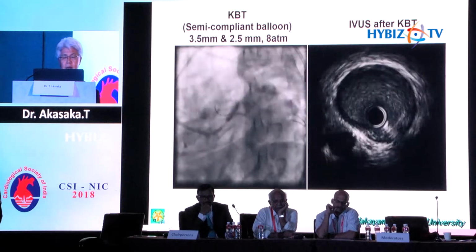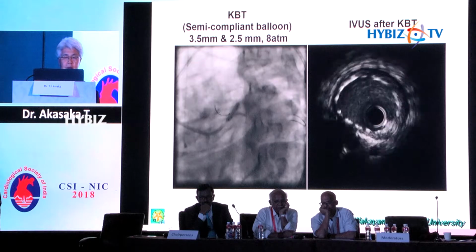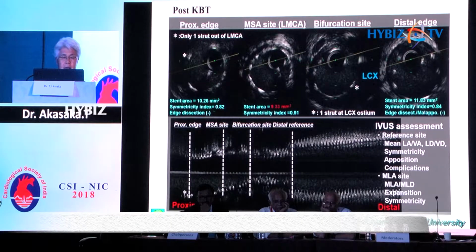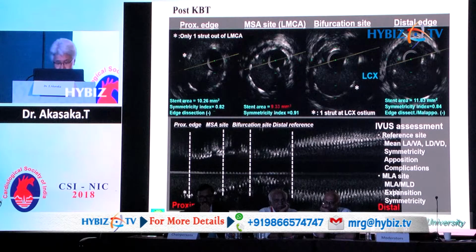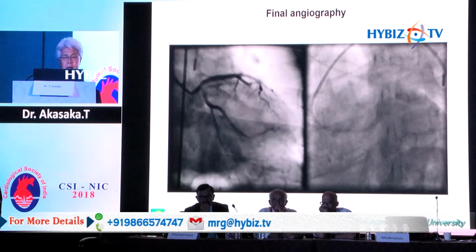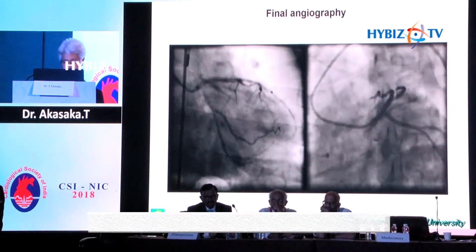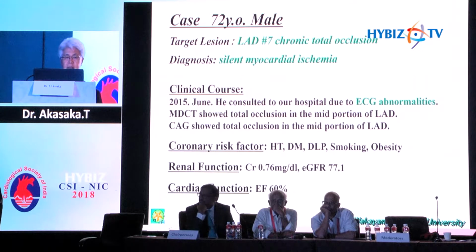And then we do the kissing balloon as shown in this slide, and because of a little bit of under-expansion, after kissing balloon we can get a better MLA site as shown in this slide. And the final angio demonstrates a very wonderful result. And there are some rules, the 5, 6, 7, 8 square millimeter rules, if you try to treat a bifurcation lesion by IVUS.